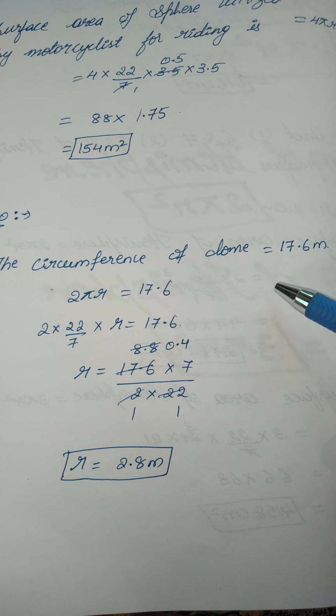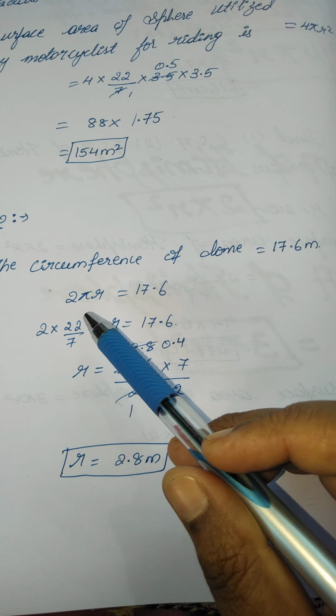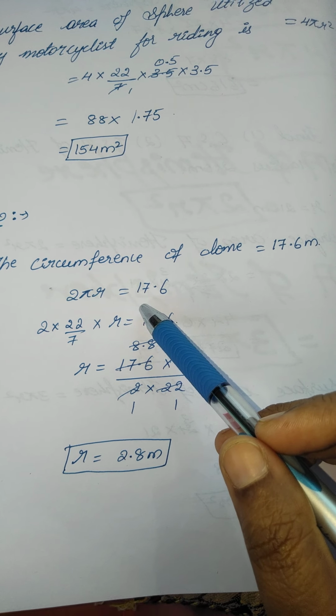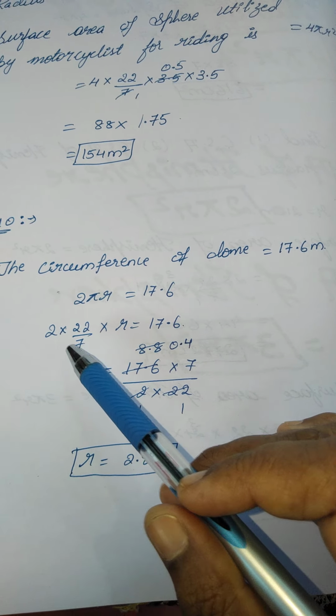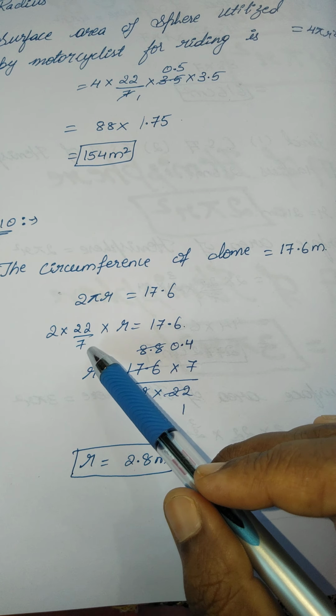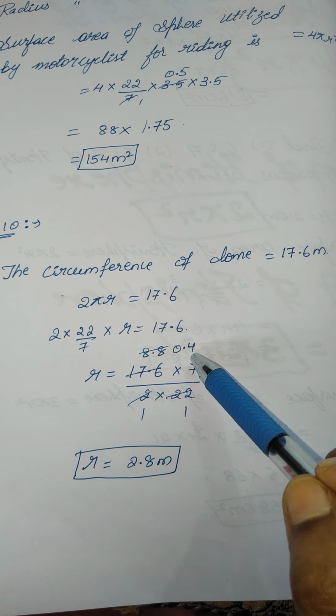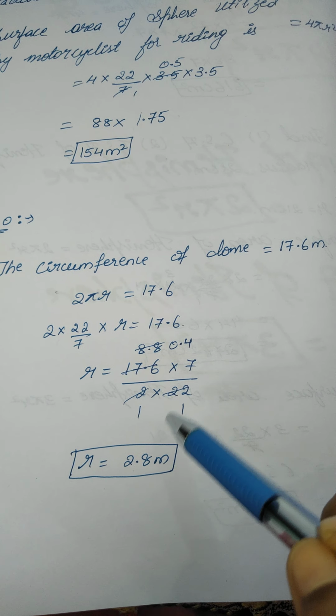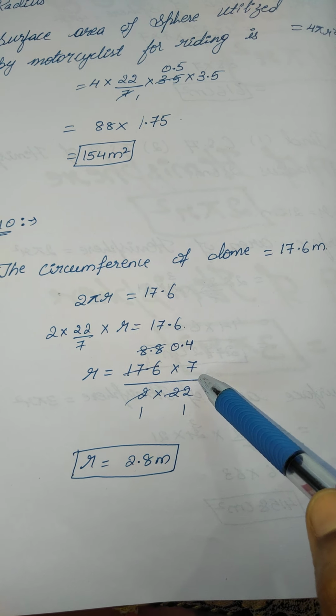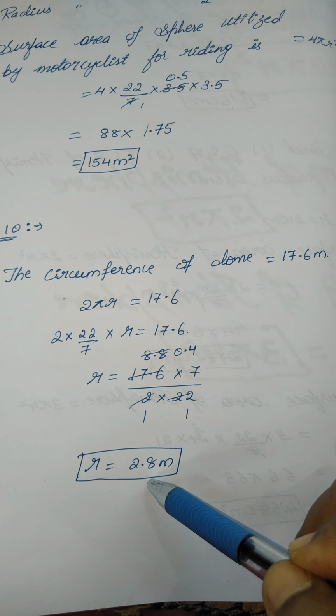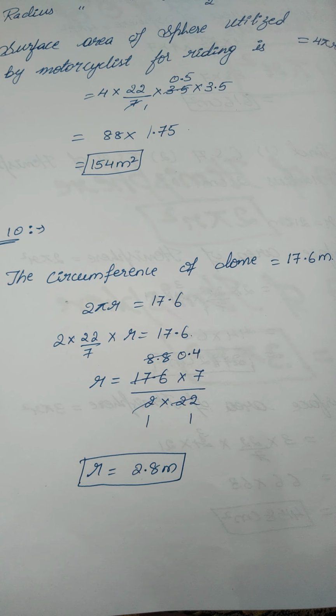Coming to the sum, they have given the circumference. Circumference formula is 2 pi r. It is 17.6. 2 is in the numerator, comes to the denominator. 22 by 7 gets reciprocal as 7 by 22. On cancellation, we get remained with 0.4 and 7. On multiplication, it becomes radius as 2.8 meters.